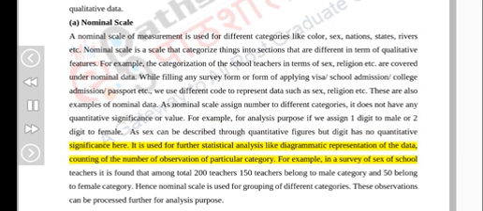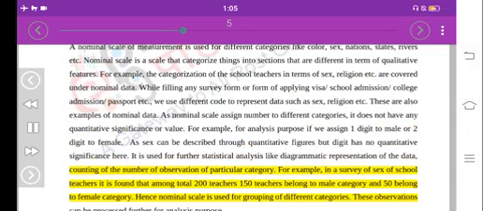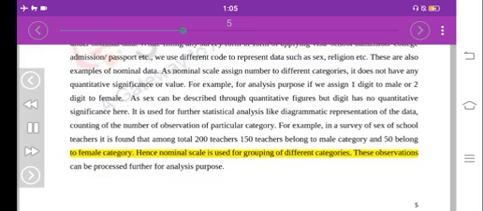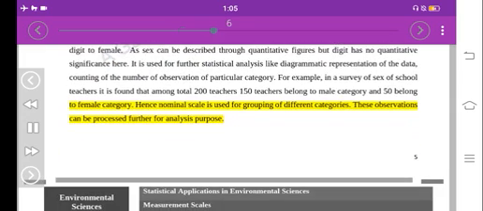It is used for further statistical analysis like diagrammatic representation of the data, and counting the number of observations of a particular category. For example, in a survey on the sex of school teachers, it is found that among a total of 200 teachers, 150 belong to the male category and 50 belong to the female category. Hence, nominal scale is used for grouping different categories. These observations can be processed further for analysis purposes.